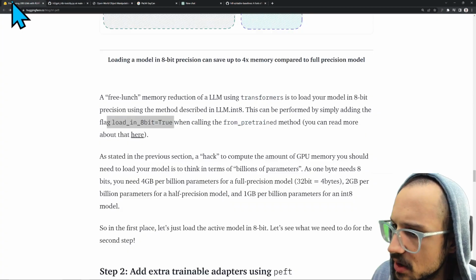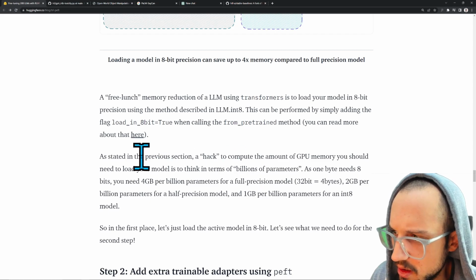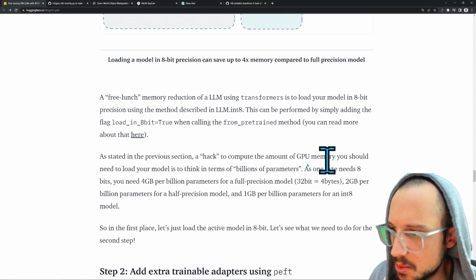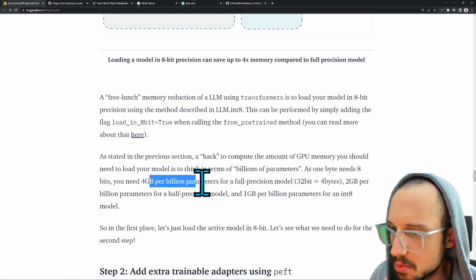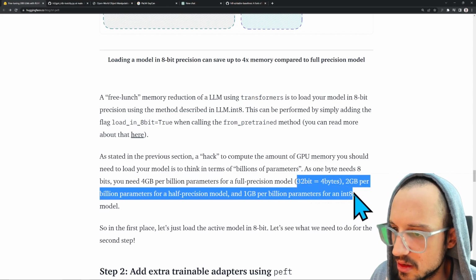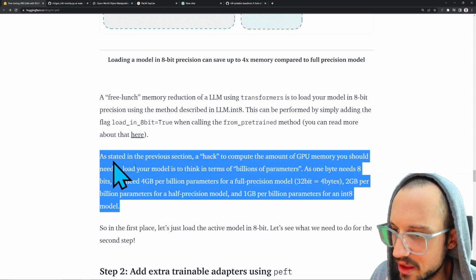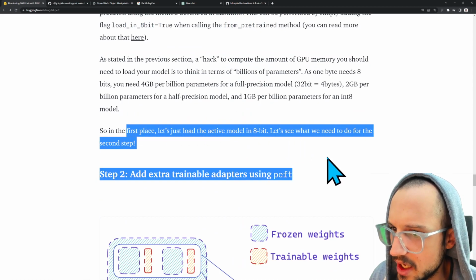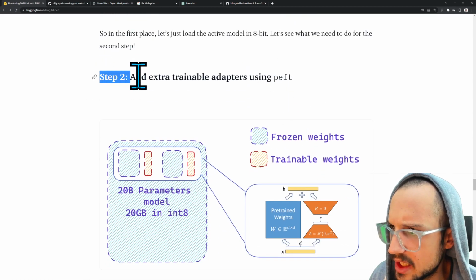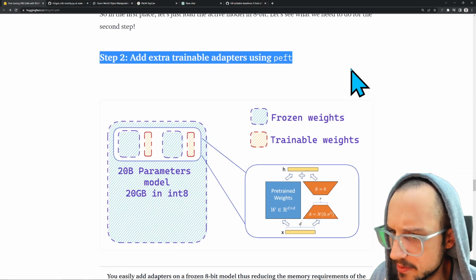So kind of interesting. A hack to compute the amount of GPU memory is to load your model and think in terms of billions of parameters. As 1 byte needs 8 bits, you need 4 gigabytes per billion. Okay, this is just a little bit of mental math. Let's load the active model in 8-bit. Add extra trainable parameters.